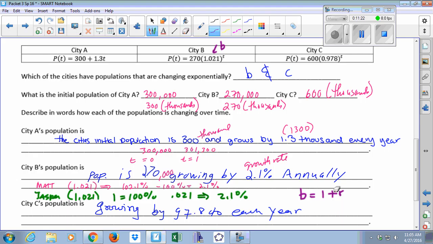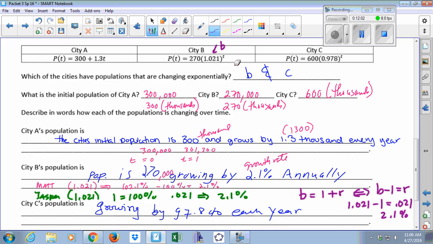So the base is 1 plus r. So if we're trying to solve this equation for r, what would this equation look like if we solve it for r instead of b? b minus 1, right. b minus 1 is equal to your rate. So you look at your equation up here. b is 1.021. When you subtract 1 from that, you're left with just the decimal portion, which is what Jasper said, and Matt, he just converts it to percentages. So that's equivalent to 2.1%. Okay, so that's the growth rate when you look at this exponential function.